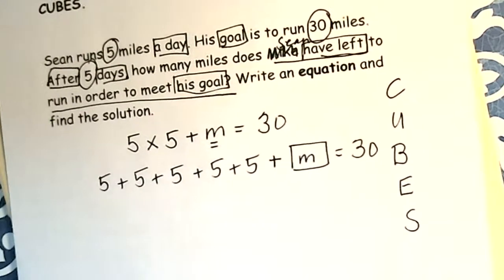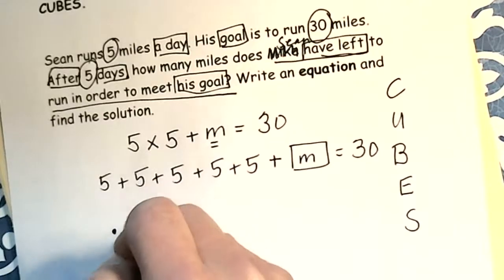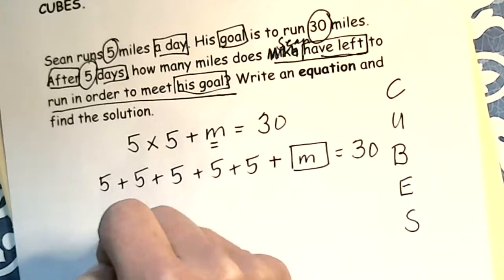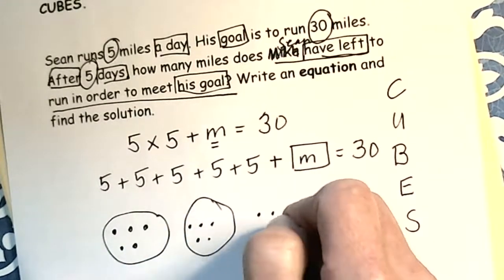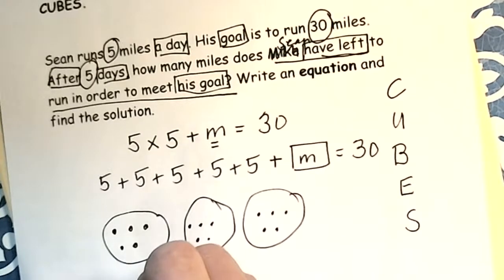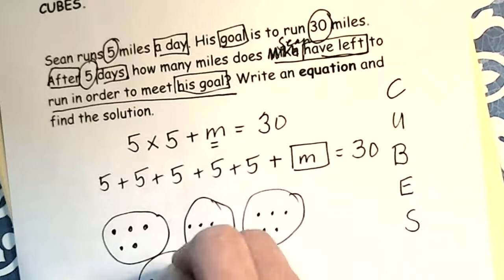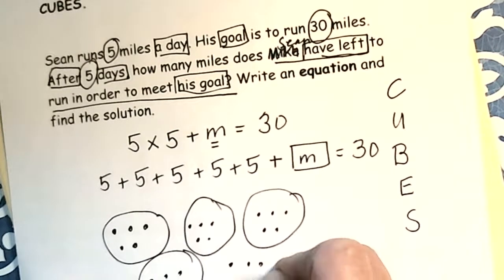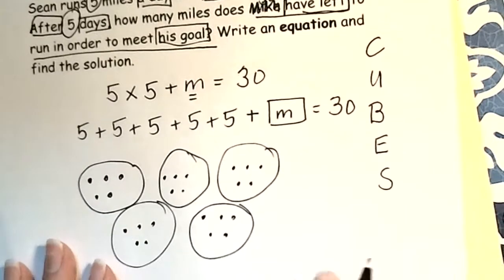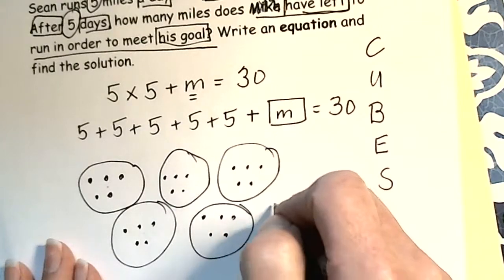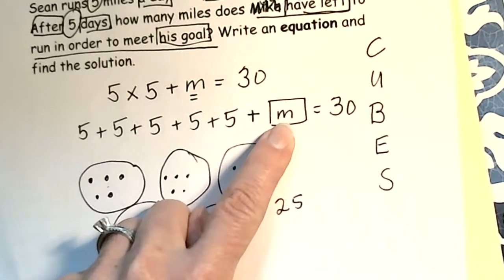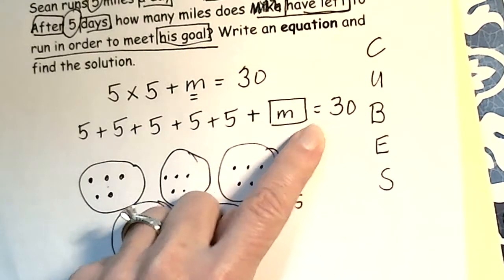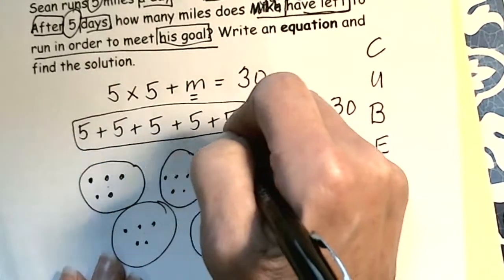So if I want to do groups of 5, that's 1 day, 2 days, 3 days, 4 days, 5 days, and let me skip count. I have 5, 10, 15, 20, 25. So he has already run 25. So I have to say 25 plus what equals 30. Okay, so this is 25.